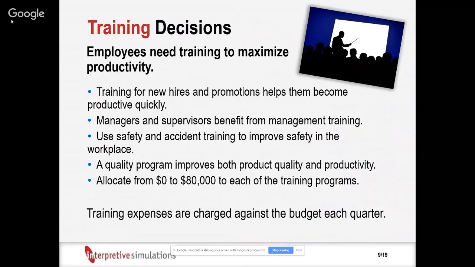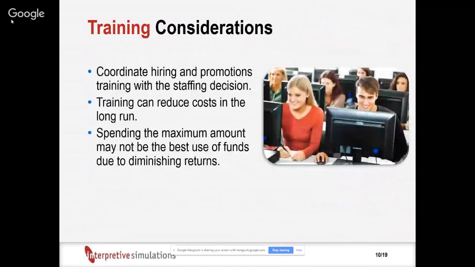Now, in the simulation, you can allocate up to $80,000 to each of the training programs. But remember, they are charged against your budget every quarter. When making these training considerations, make sure that you coordinate hiring and promotions training with the staffing decisions that you make.